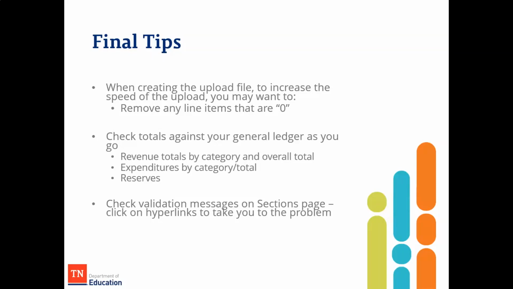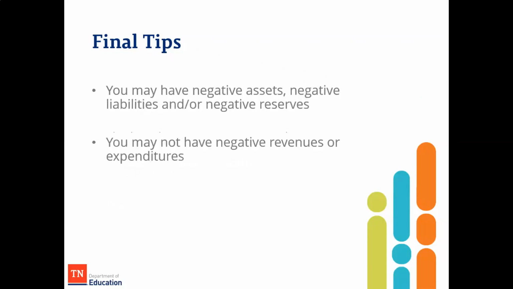Another tip is to check validation messages on this sections page. If you click on these hyperlinks, they will take you to the problem. You may have negative assets and negative liabilities and or negative reserves. You may not have negative revenues or expenditures. So keep those two things in mind as you're completing these final expenditure reports.